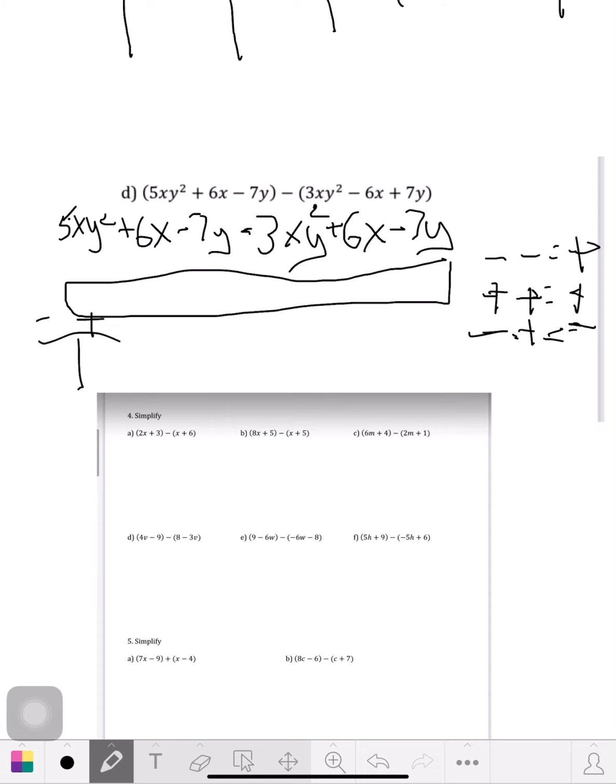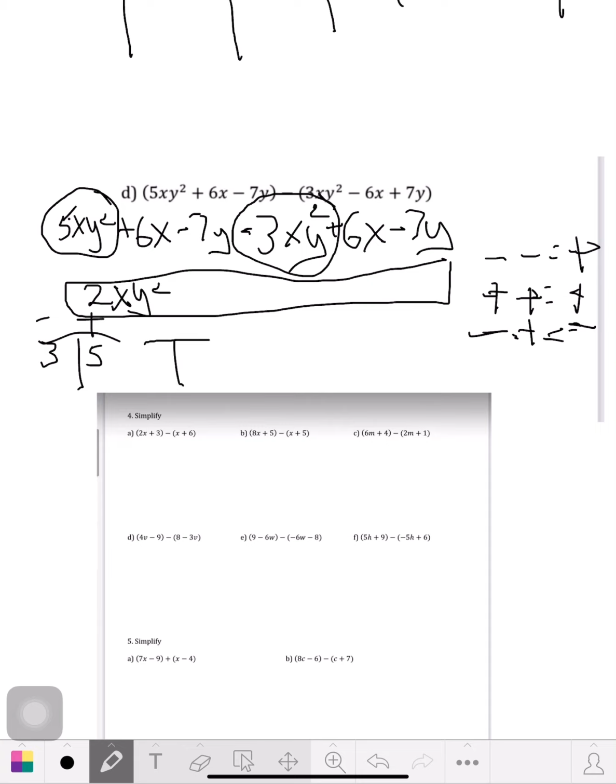So we got a 5 on a positive. 5 positive, circle that. And we got a negative 3. So we got a negative 3. So who wins out is a positive. It's 5 minus 2. It's 2, and the positive wins out. xy squared.